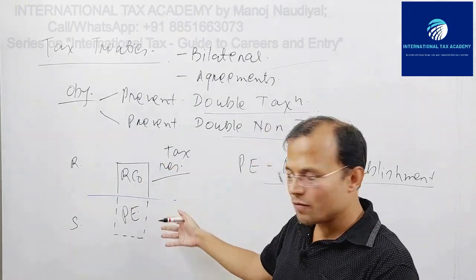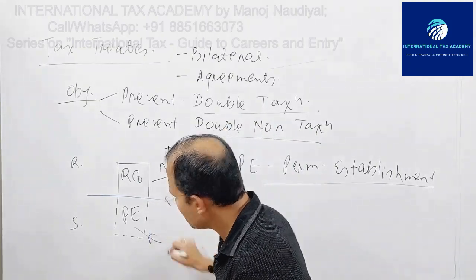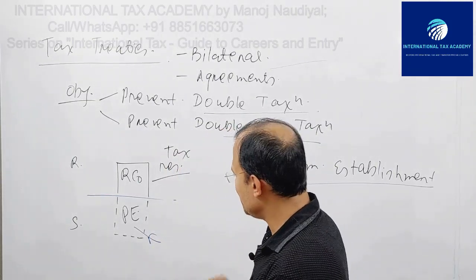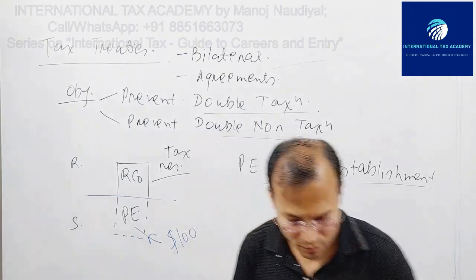By the conduct of business, supposing this PE earns, say for example, $100 of profit.